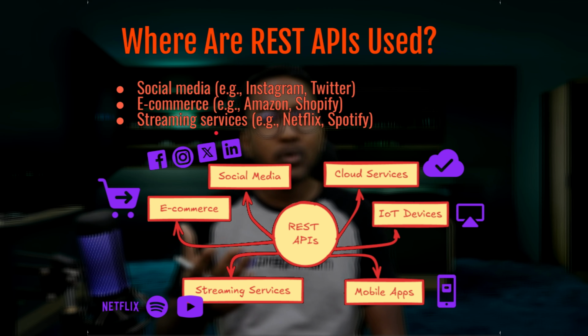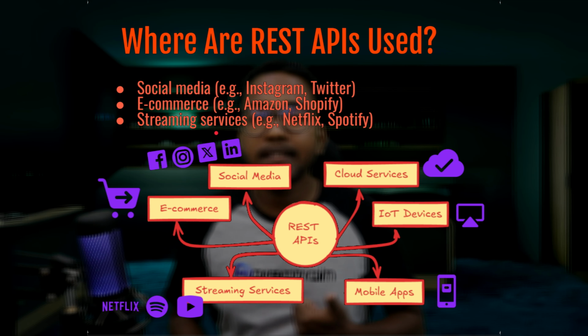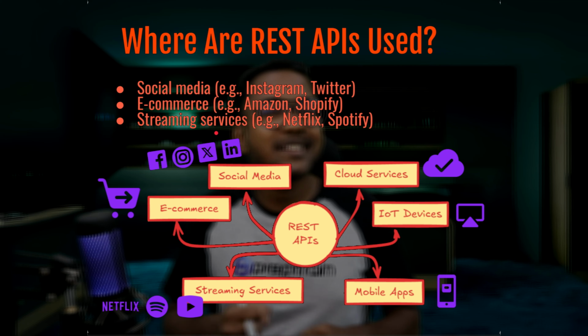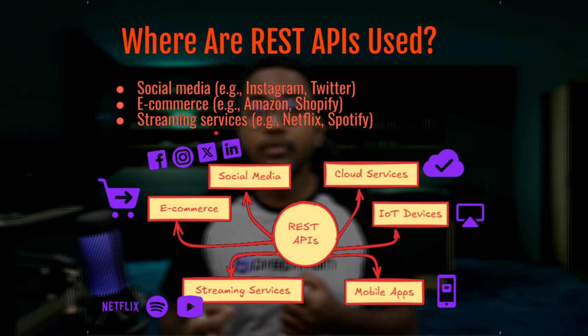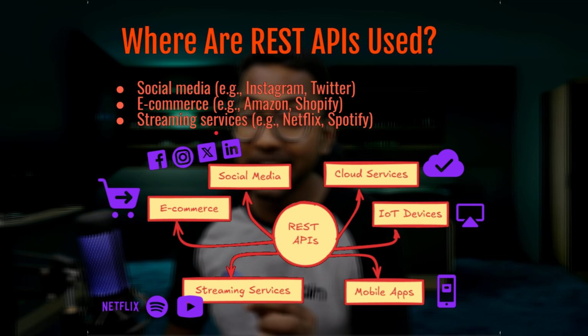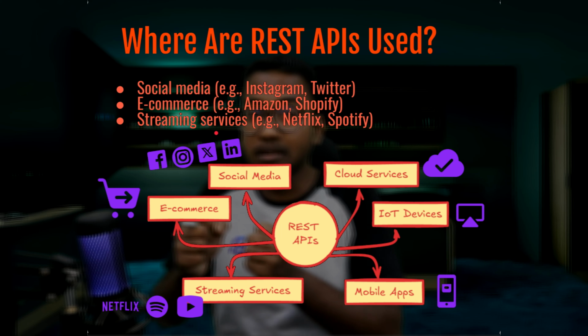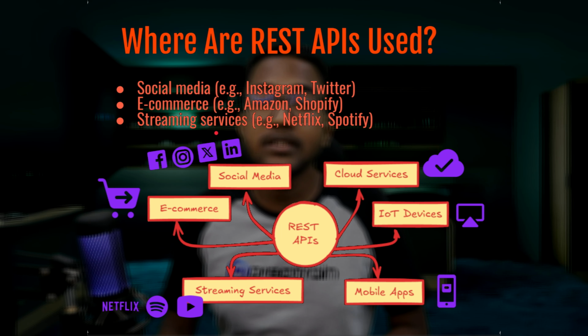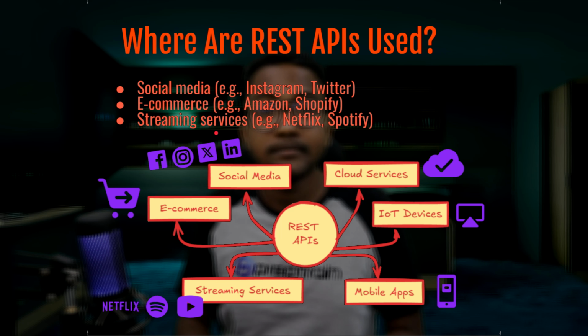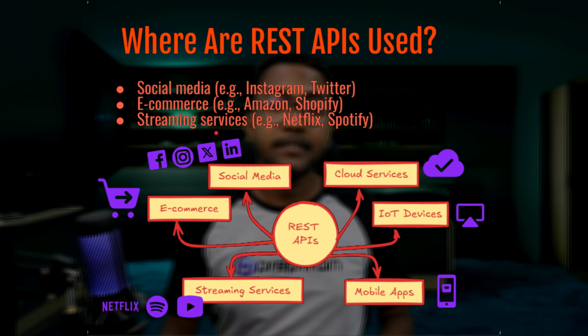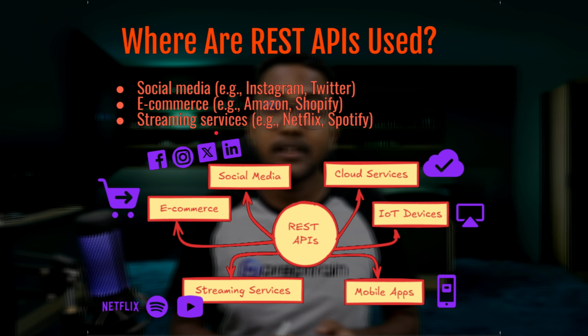Let's take one more example, streaming services like Netflix and Spotify. These platforms use REST APIs to deliver content to users. For example, when you search for a movie or a song, a GET request is made to fetch the relevant data from the server. And if you add something to your watch list or create a new playlist, a POST request is sent to the server. REST APIs make it possible for these services to handle millions of users and deliver content in real time.